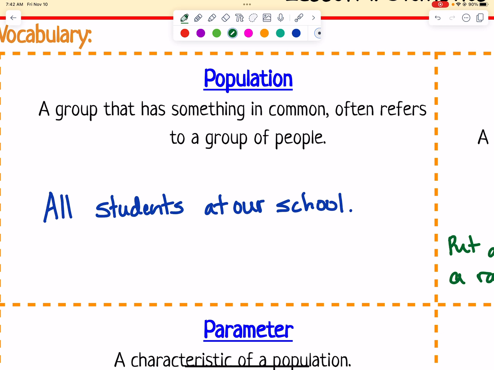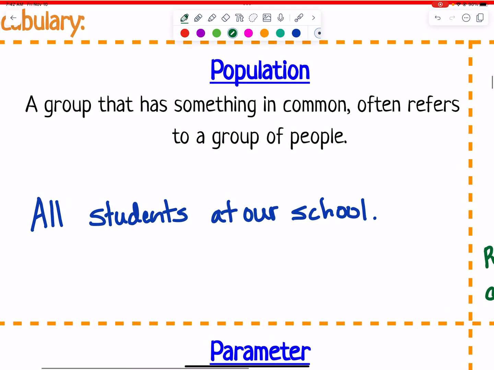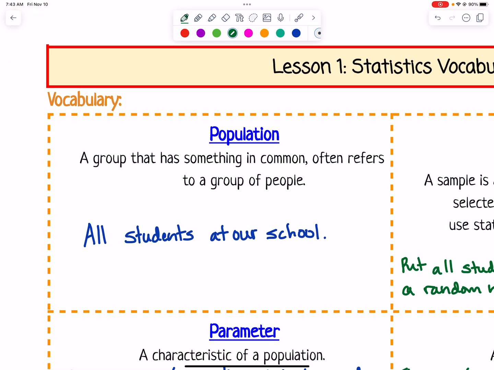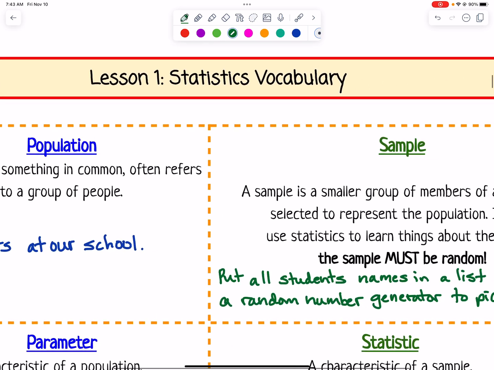And we want to know something about students at our school. So say we want to know how much time on average our students spend on social media. But gathering up all students at any school is difficult because students are absent, they have appointments, they might be doing something that day. So instead, we work on gathering what we call a sample.